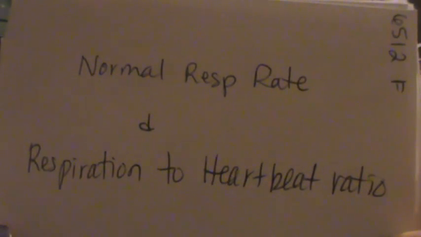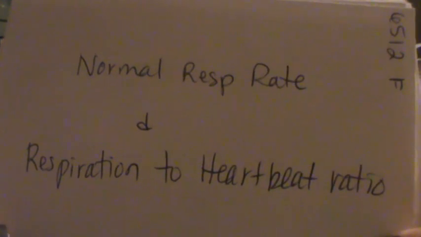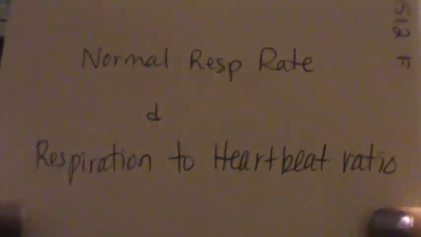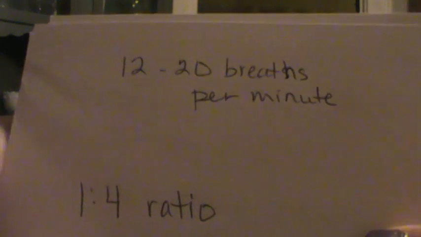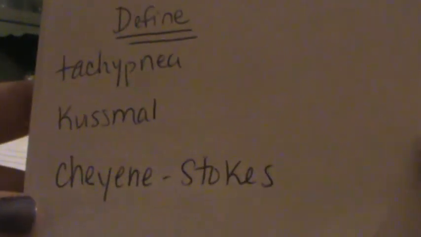What is the normal respiratory rate? And what is the respiration to heartbeat ratio? The normal respiratory rate is 12 to 20 breaths per minute in adults, and the normal ratio is 1 breath to every 4 heartbeats.